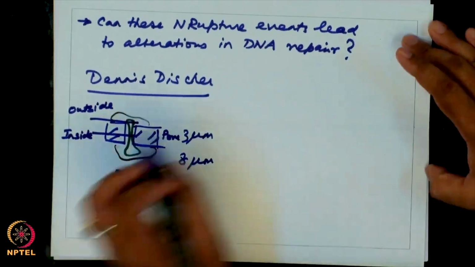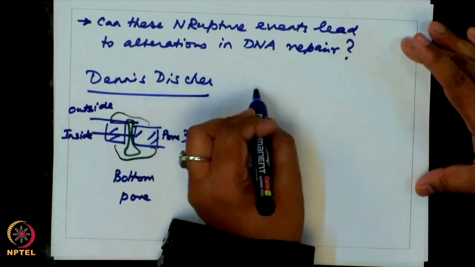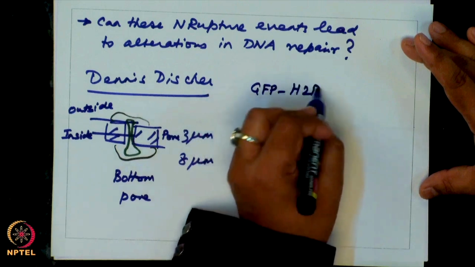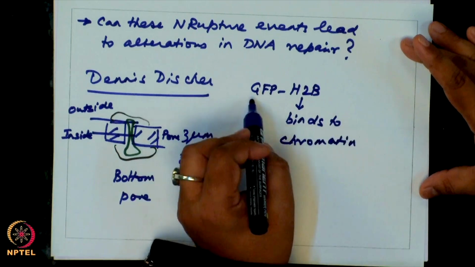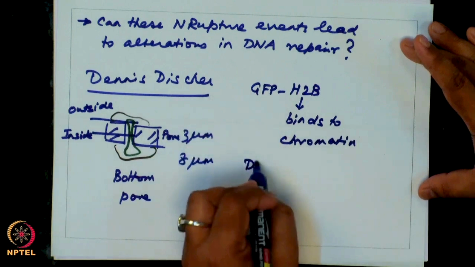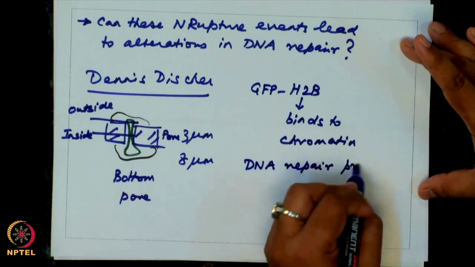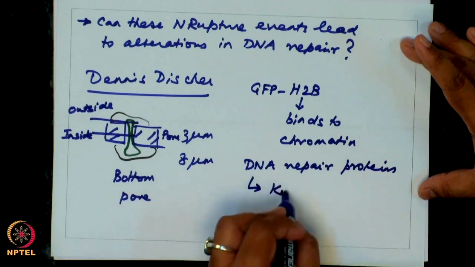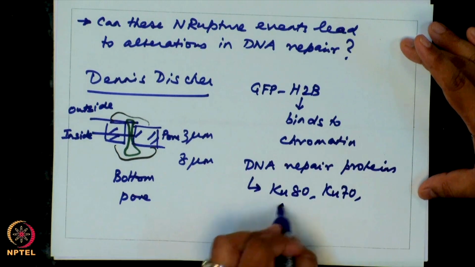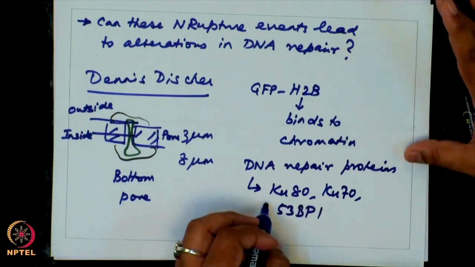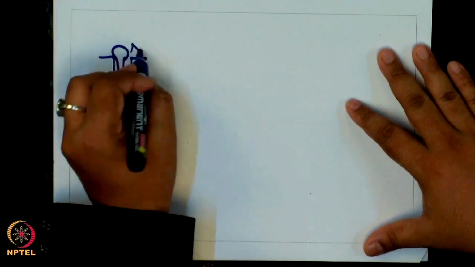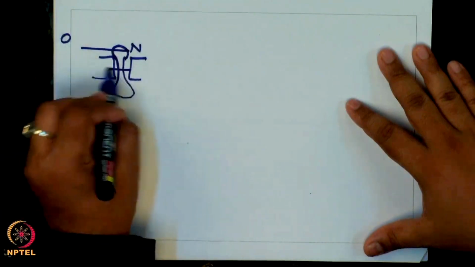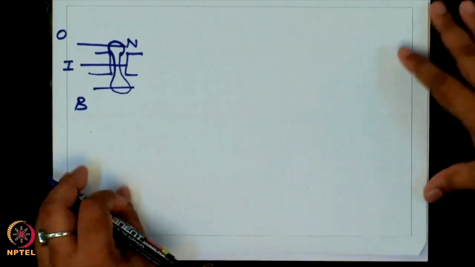Okay. So, what they did was they transfected cells with a multitude of proteins. So, they had GFP H2B, okay, this binds to chromatin. Okay. So, cells were transfected with this, but importantly other DNA repair proteins, including Ku80, Ku70, 53BP1. Okay, so these are all DNA repair proteins. Okay, so what they found. Okay, so again, if I were to just draw the nucleus, let's say this is my nucleus. Okay, they were tracking outside, inside, and bottom intensity of these proteins.